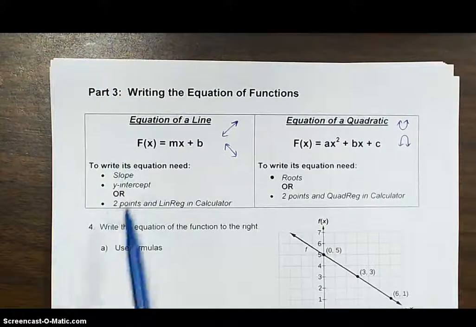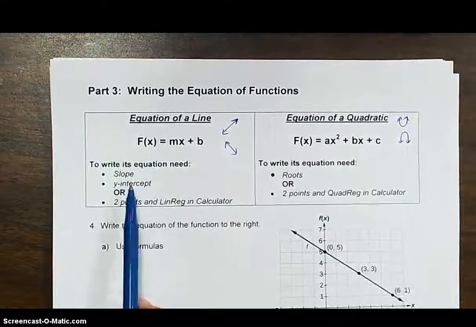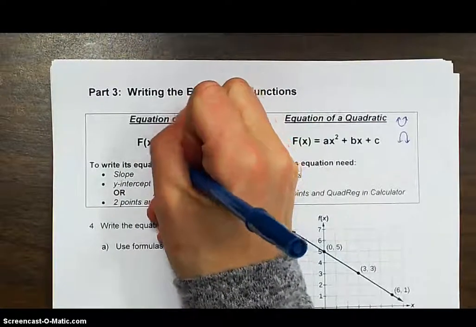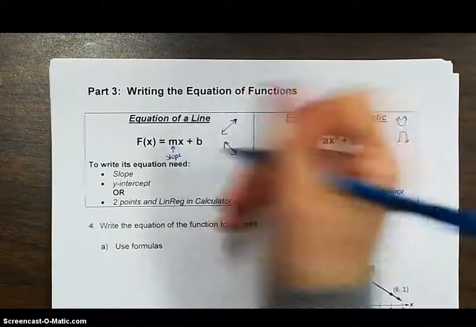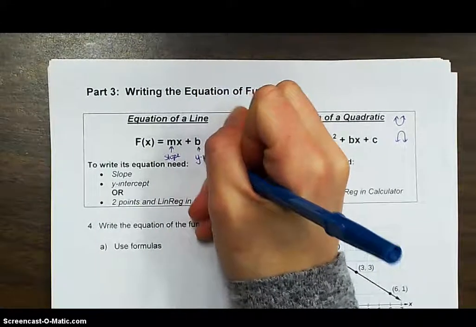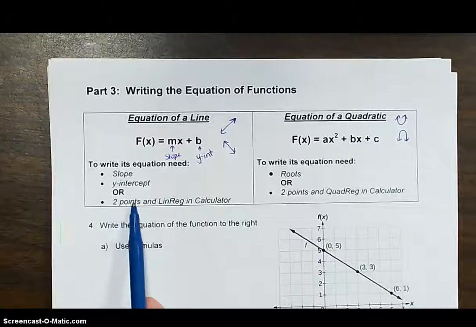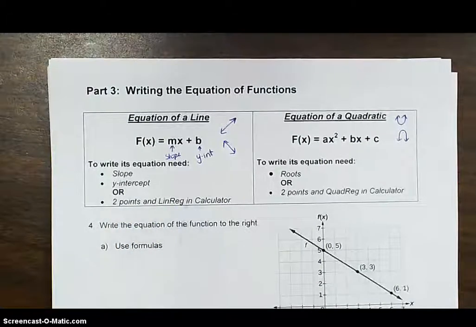To write the equation of a line, we can do that by just looking at it as long as we can tell what the slope and the y-intercept is. So remember your m is your slope and your y-intercept is your b value. Or if we have at least 2 points, we can use the calculator with linear regression.